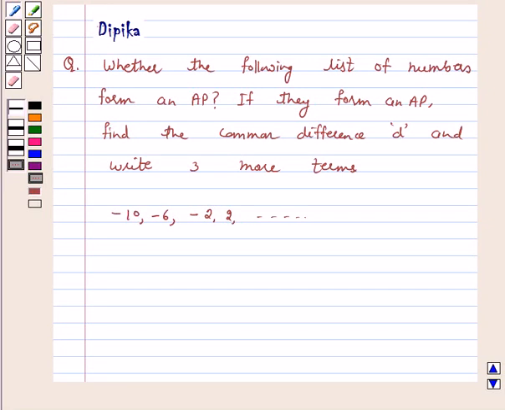I am Deepika here. Let's discuss a question. Check whether the following list of numbers forms an AP. If they form an AP, find the common difference D and write three more terms: minus 10, minus 6, minus 2, 2, and so on.